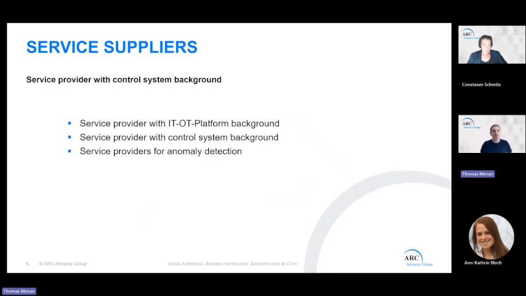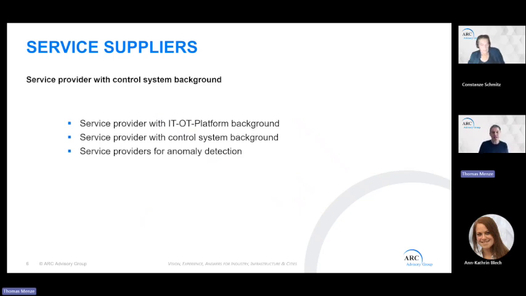On top of that, we now have the industrial cybersecurity service suppliers. There we have three different types, or I wouldn't call them types, suppliers with three different backgrounds. First of all, the big IT/OT platform providers. These are normally big infrastructure companies or consulting companies, and their background is to secure a complete platform from edge to cloud, in other words, IT and OT. Then we have service suppliers coming with a control system background.